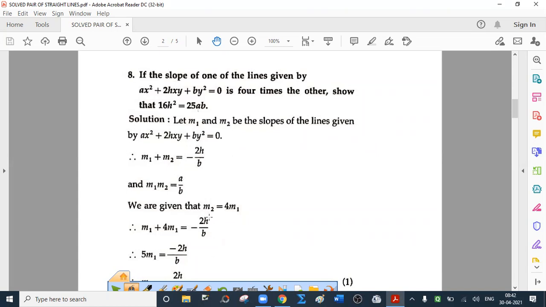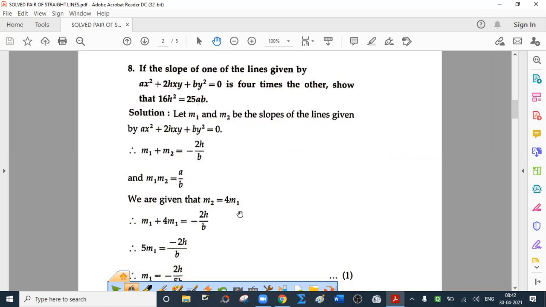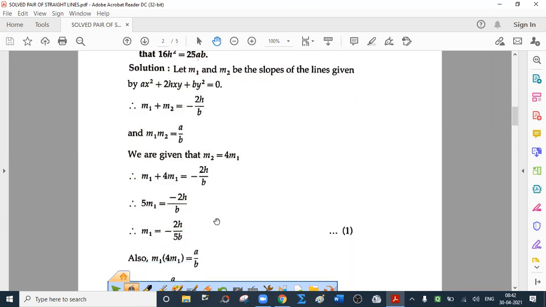Now what is given? We are given that m2 is 4 times m1. So put this in this equation to get 5m1 = -2h/b. So what is m1? Minus 2h upon b. Now the product is a/b. So m1 into what is m2? m2 is nothing but 4m1.